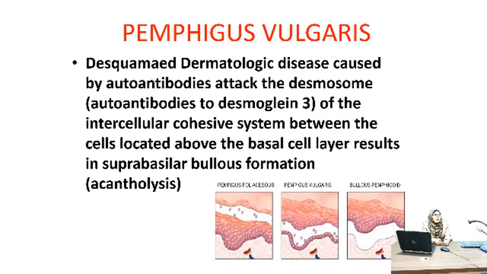Pemphigus vulgaris is a dermatological disease caused by autoantibodies that attack the desmosome, autoantibody to desmoglein 3 of the intercellular cohesive system between the cells located in the basal cell layer, resulting in suprabasilar bullous formation and acanthosis. As we see here in the picture, the first picture is bullous pemphigoid, which is complete separation of the epithelium with the basal cell from the basement membrane. In pemphigus vulgaris, the basal cells remain attached to the basement membrane, and there is loss of adhesion of the cells above the basal cell area.